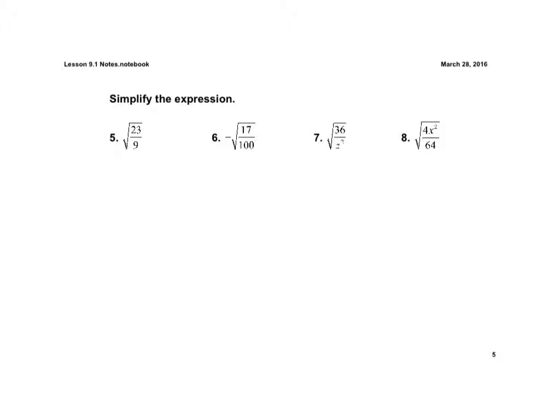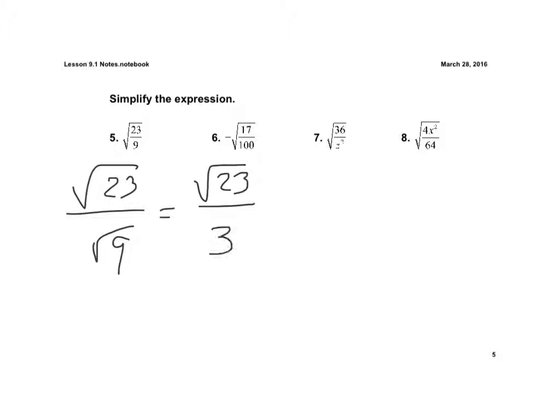So in this first problem, I'm just going to break this up into the square root of 23 over the square root of 9. Well, the square root of 23 is a prime number, so that's just the square root of 23 all over the whole number 3. And there's my final answer. Again, one of the rules for radicals is that we can never have a radical in the denominator of a fraction. Since the square root of 9 is a perfect square, that takes away the radical.